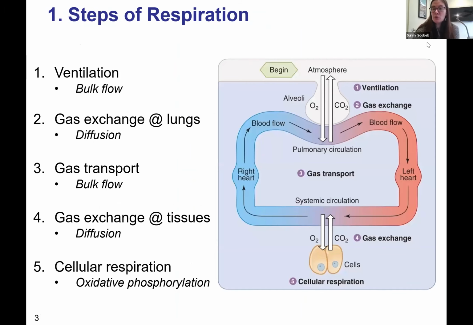So why do you need to breathe? Somebody unmute and tell me why you need to breathe. To get oxygen into your body and to get carbon dioxide out of your body. Exactly. And why do we ultimately need oxygen?